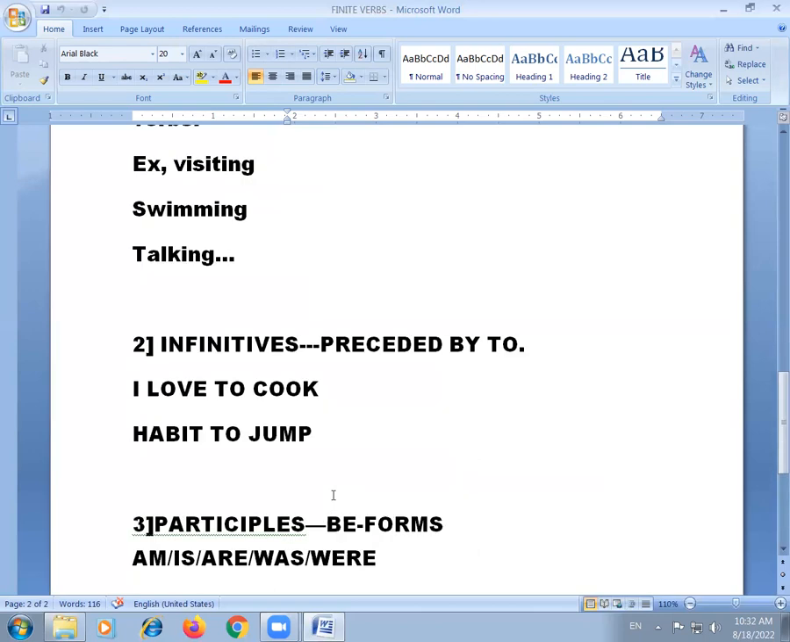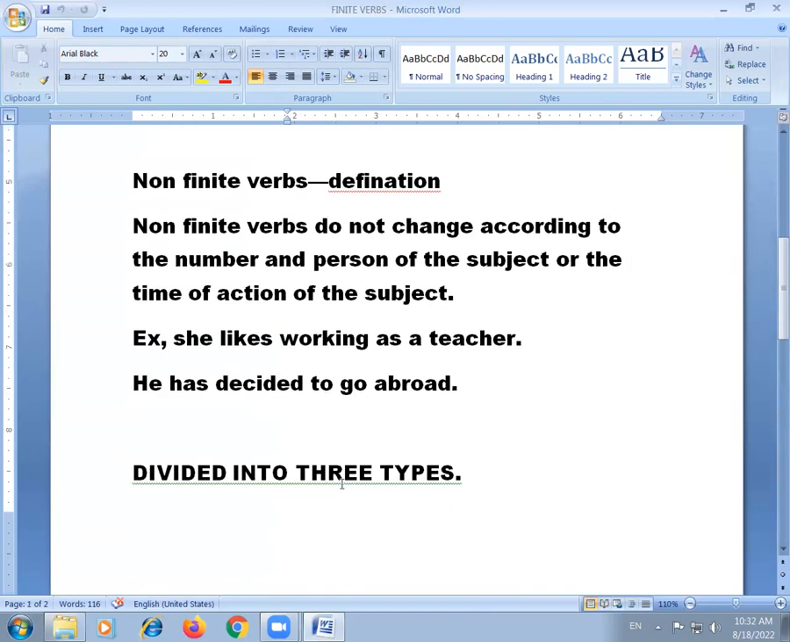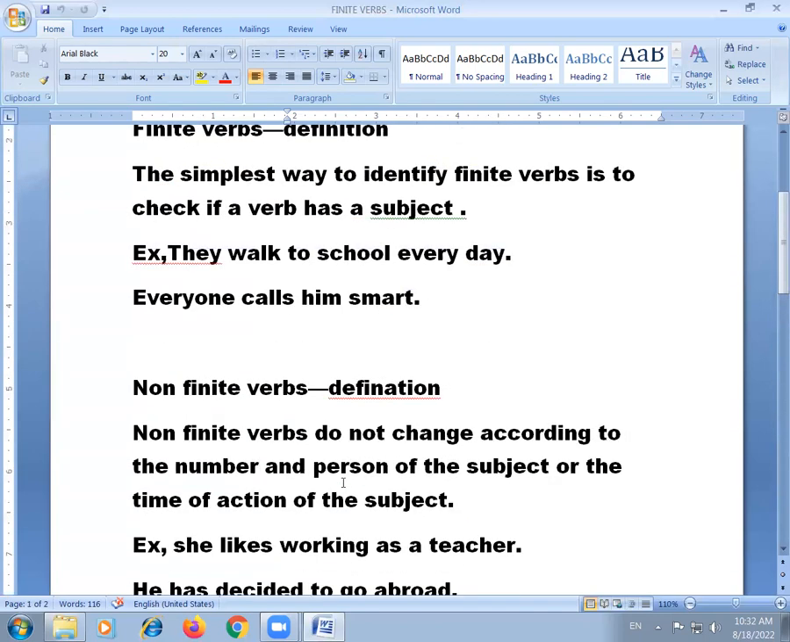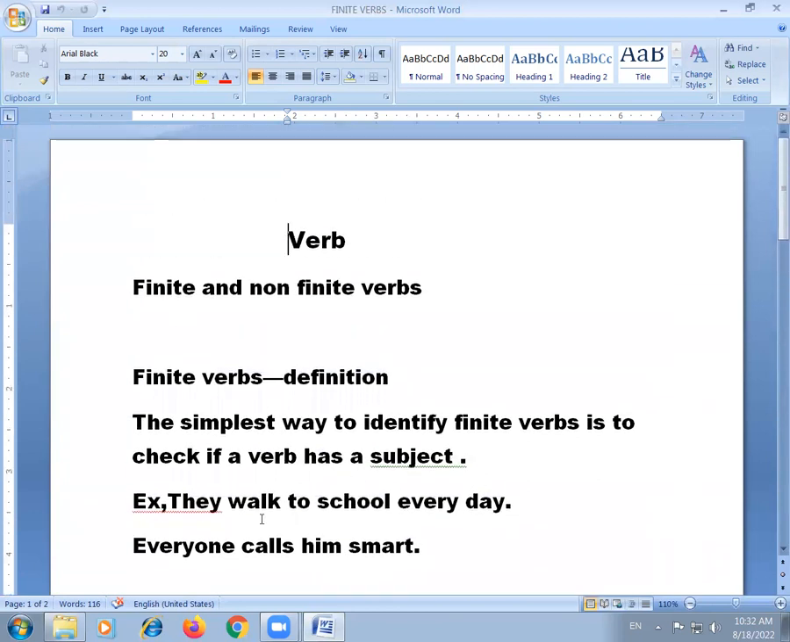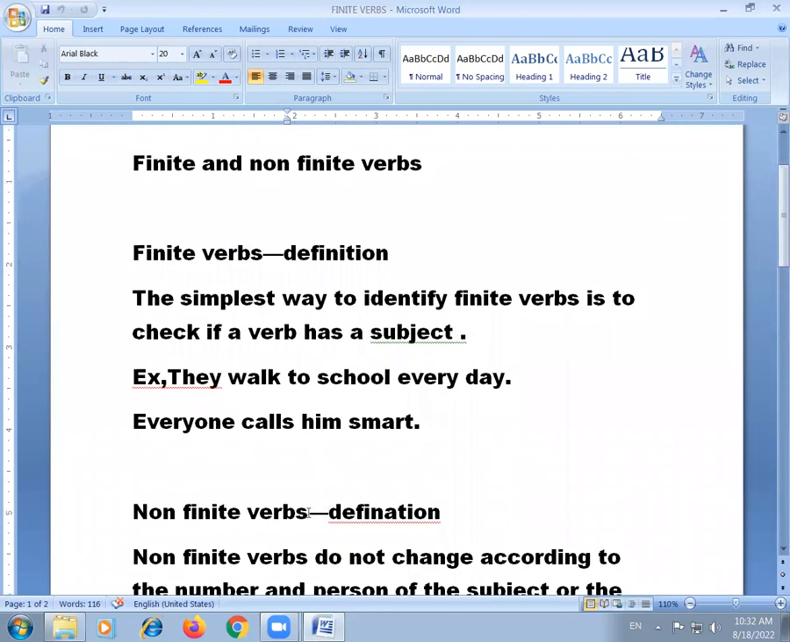So today we learned a short definition of finite verbs and non-finite verbs.